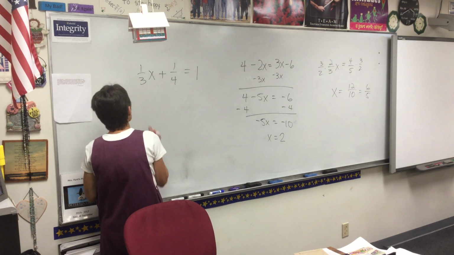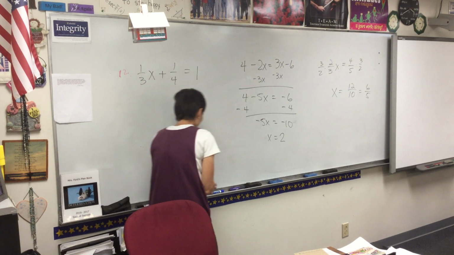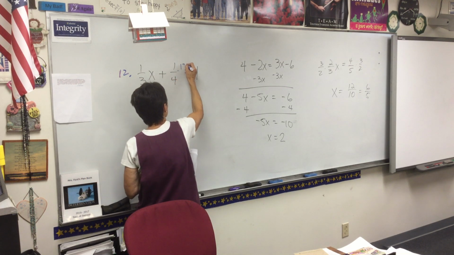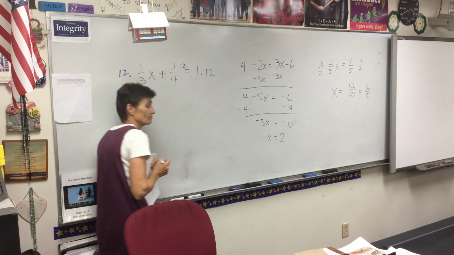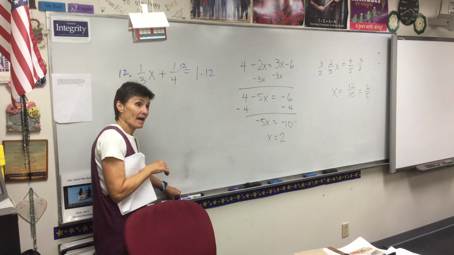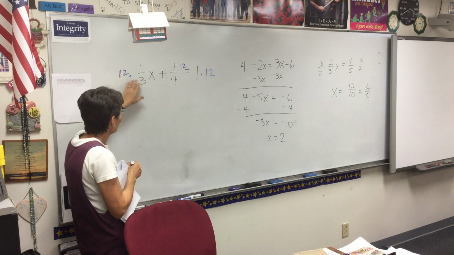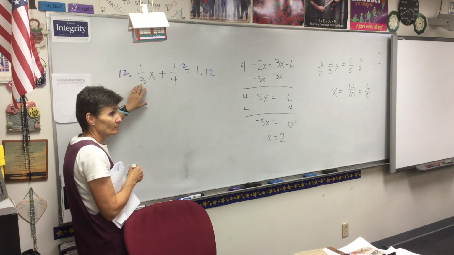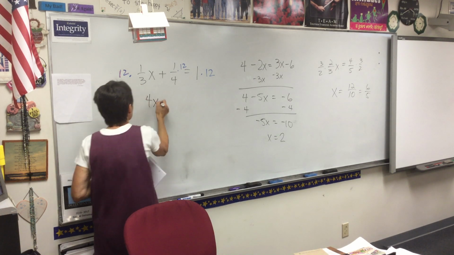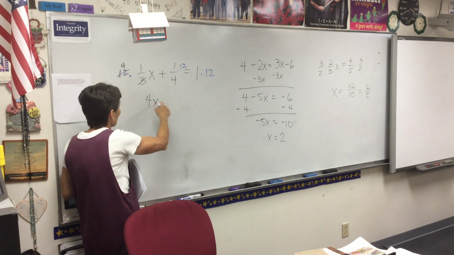So here's what I'm going to do. I am going to multiply. Oh shoot, can you see that? Oh, it's not very good. I'm going to multiply every single piece of this problem by 12. Now the reason that I did that is because what happens when I take 12 times 1/3? It turns into 4x, because 3 goes into 12 4 times. So I'm left with 4x.